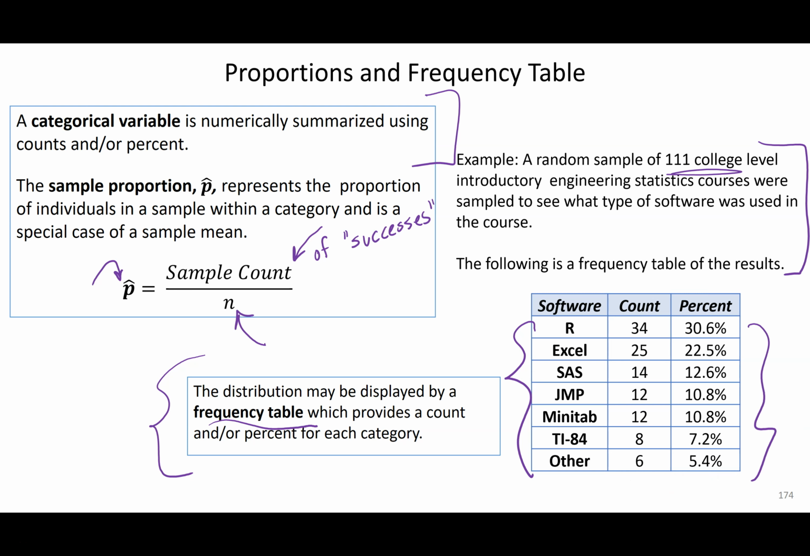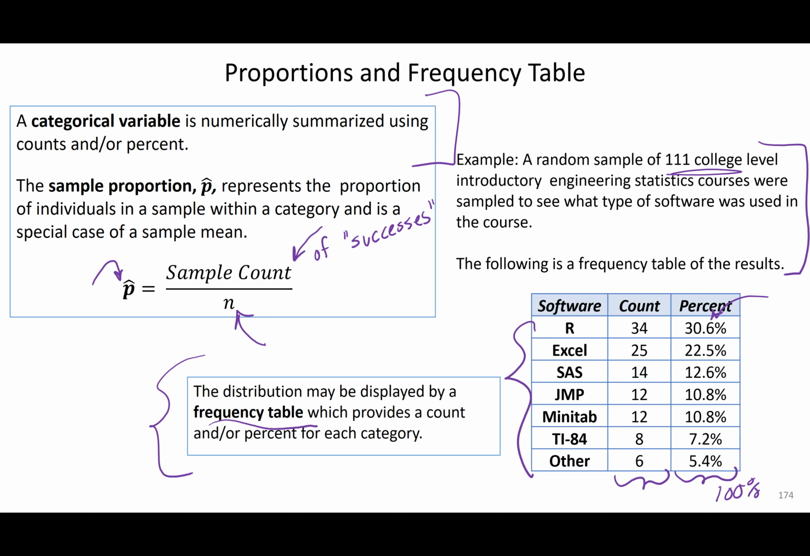Things to note too: if I were to add the counts up, they should add to 111 because that was my total sample size. And similarly, the percents should add up to 100%. Sometimes they don't add up to exactly 100%, but really darn close. That's going to come down to rounding issues. It's not that in reality it doesn't add to 100%, but depending on how many digits you take it out to, it might be a tiny bit off.